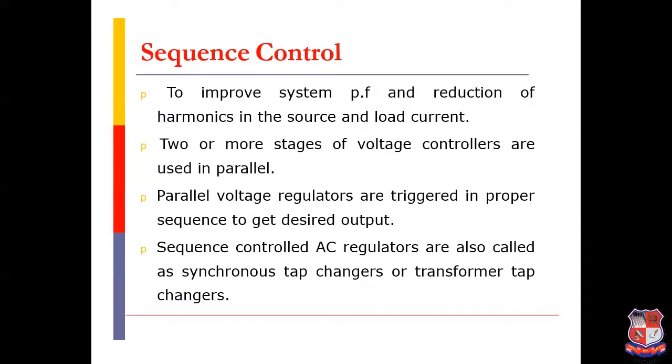To improve the power factor and reduce harmonics in the source and load current, we can improve the sequence of control, which is also known as sequence control. Two or more stages of voltage controllers are used in parallel for this type of control. Parallel voltage regulators are triggered in a proper sequence to get the desired output. Sequence controlled AC regulators are also called synchronous tap changers or transformer tap changers.